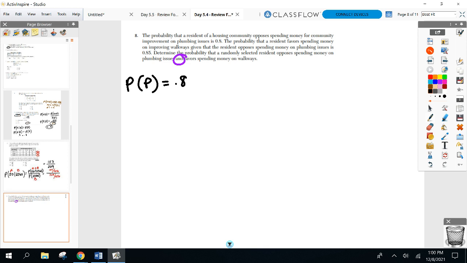So what's the 0.85 going to mean? The probability you favor spending on walkways, given you oppose plumbing. How about just W for walkways, given P for plumbing? I'm staying standard here, and that's equal to 0.85.